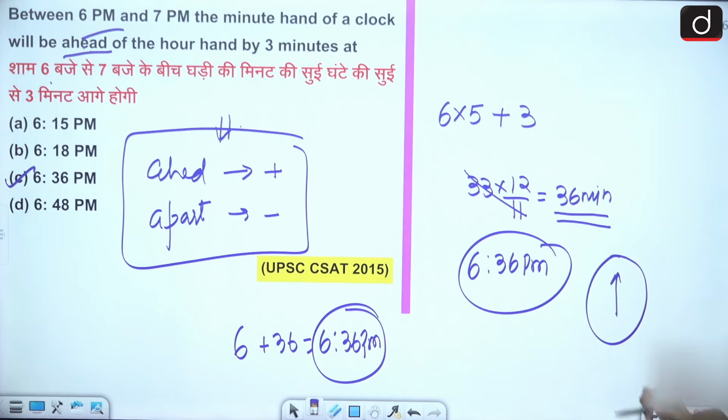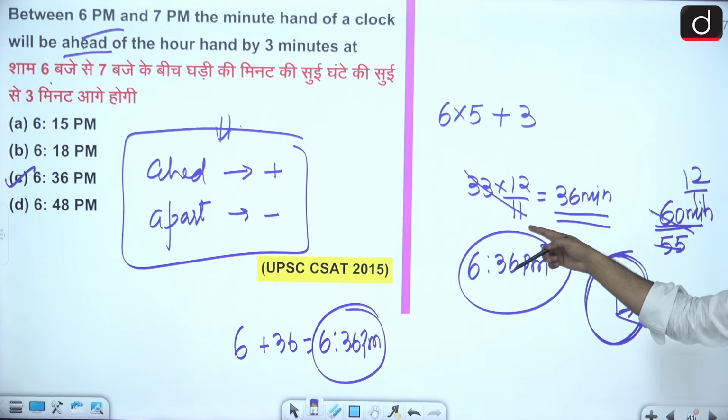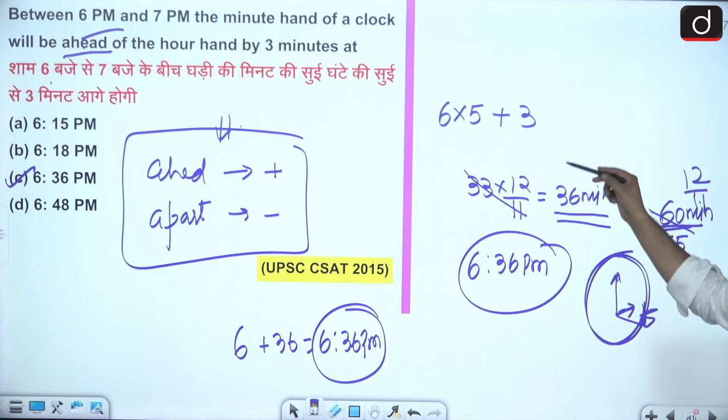If this is the minute hand, this is the hour hand. If the minute hand rotates a complete revolution, you can say it will cover 60 minutes, and the hour hand will cover just 5. Got it? So this 5 here, the minute hand revolves 60. So what difference remains? 55. After simplifying, we will get this 12 by 11 also.